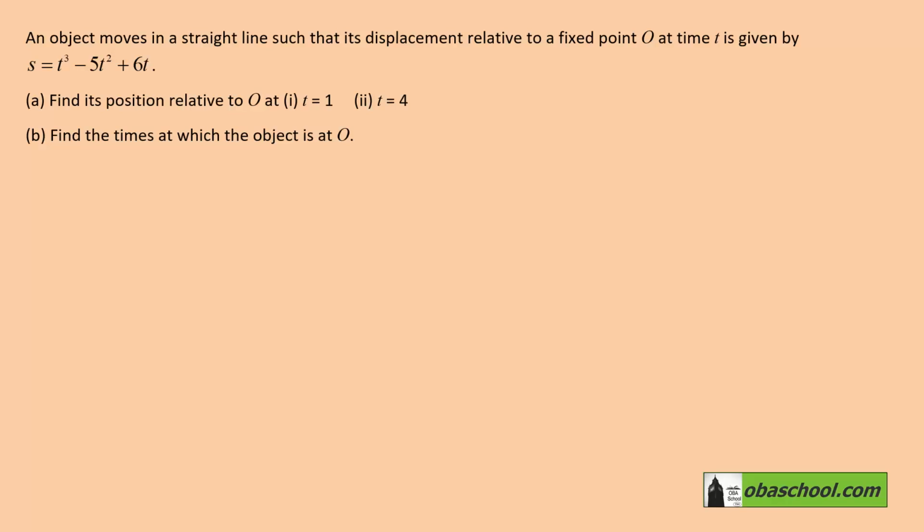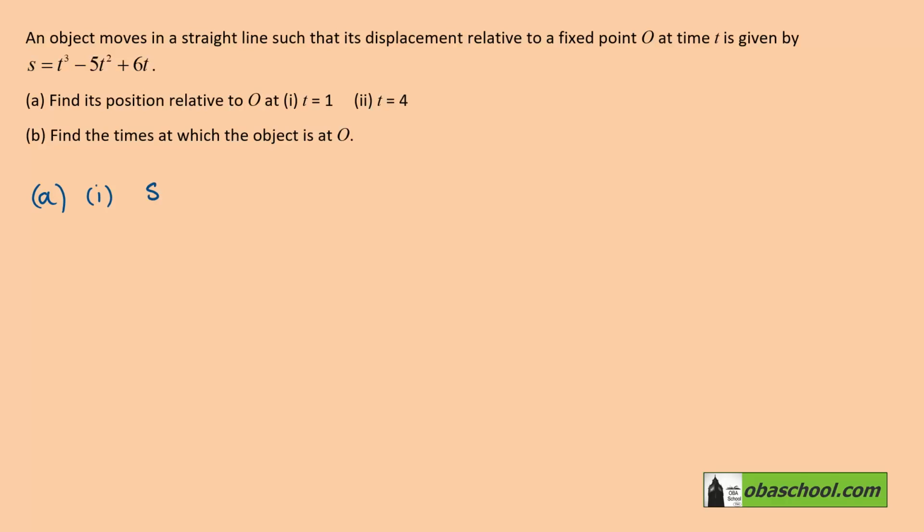An object moves in a straight line such that its displacement relative to a fixed point O at time t is given by s equals t cubed minus 5t squared plus 6t. Find its position relative to O at t equals 1 and t equals 4.